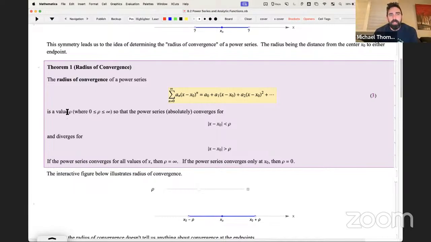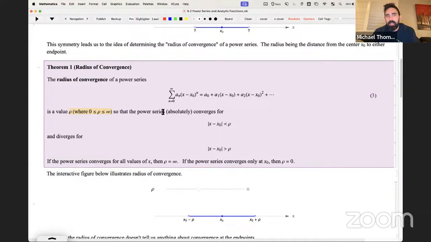The radius of convergence, usually we designate with the Greek letter rho, and we're going to let rho be a value anywhere between 0 and infinity. So it's non-negative, and also rho can take on infinity. Infinity is not really a number, but we'll use that convention that we mean goes off forever.